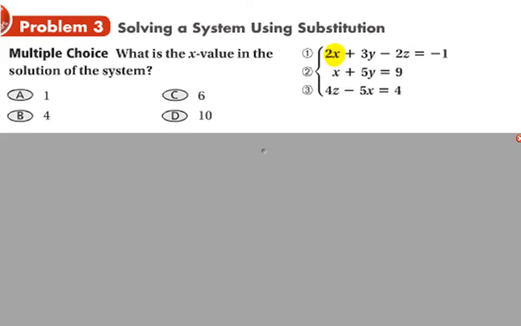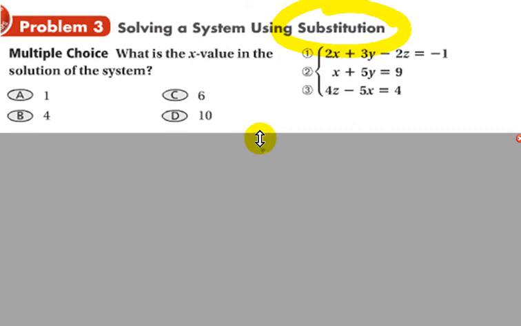In the first equation I have an x, y, z. In the second equation I have an x and a y but no z. And in the third equation I have a z and an x but no y. So using elimination would prove to be a challenge. There's an easier way to do this, and that is substitution. So now we're going to learn how to use substitution and solve our system of equations with three variables.